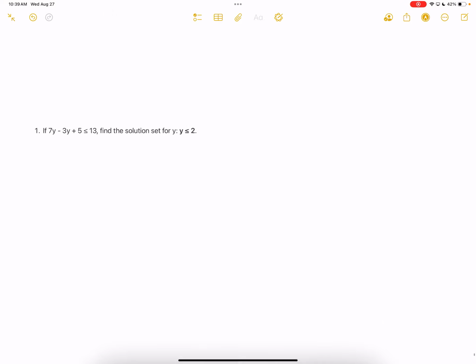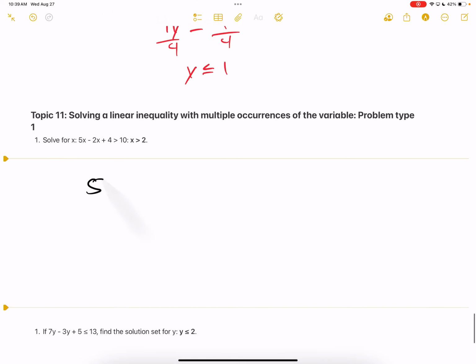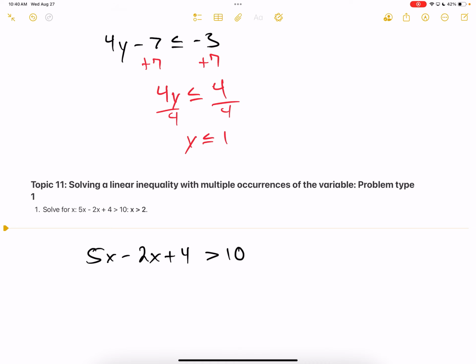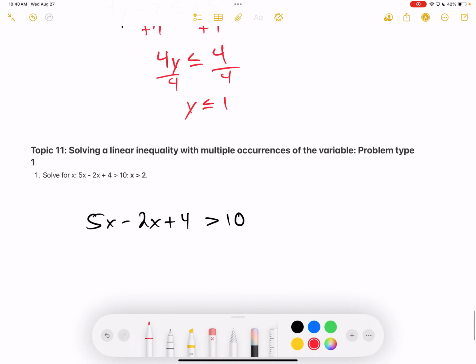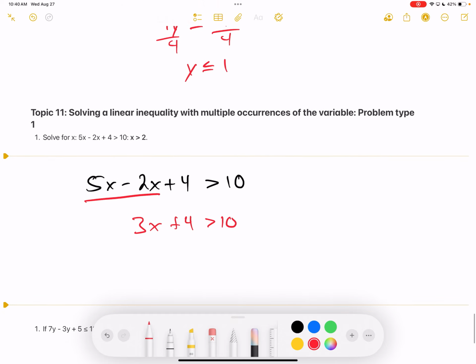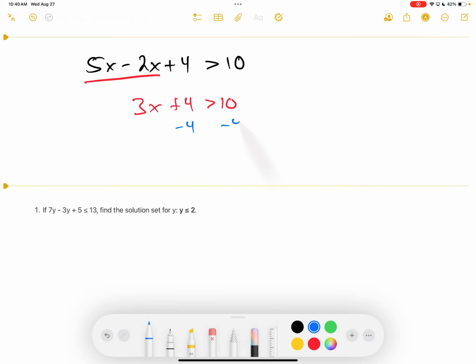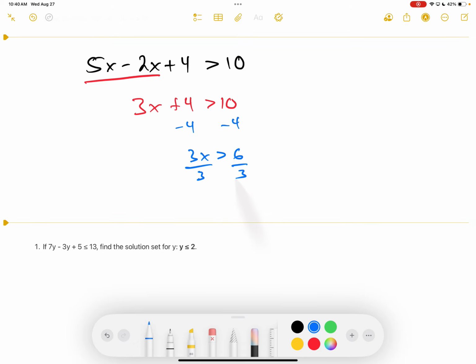Then I think this is the last topic. Yeah, it is. Just like previously, if you have multiple things, simplify the left side, simplify the right side, and then start moving stuff across. So on this one, 5x minus 2x is 3x. Now I've simplified as much as I can on the left because the 3 has an x with it and the 4 doesn't. So now I say, okay, let's solve for x. I'm going to subtract 4 from both sides. So I get 3x is greater than 6. Divide by 3, and x is greater than 2.